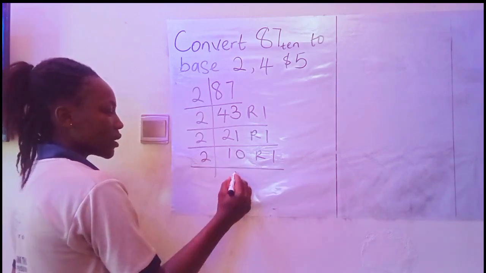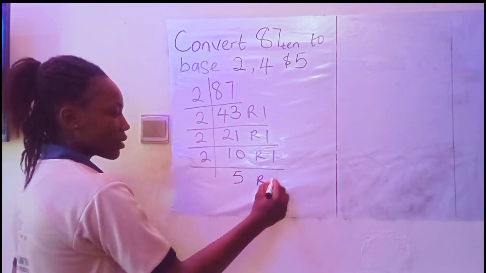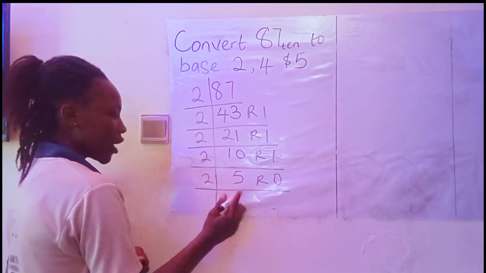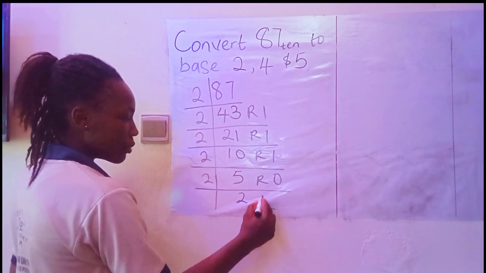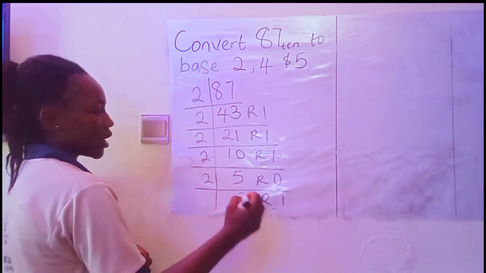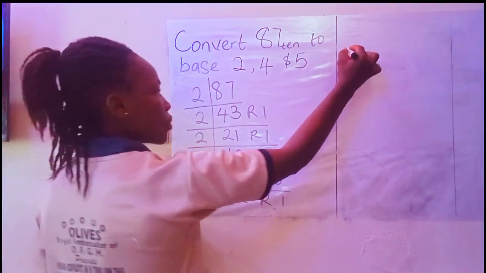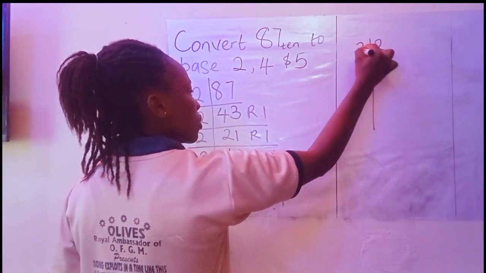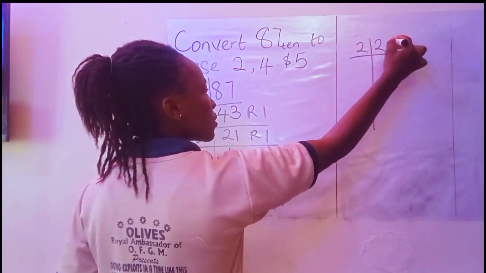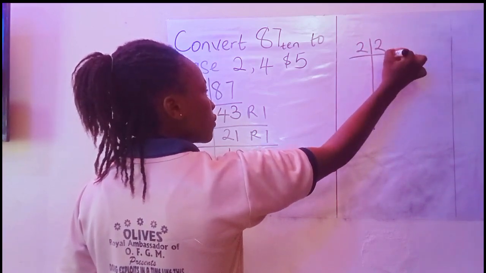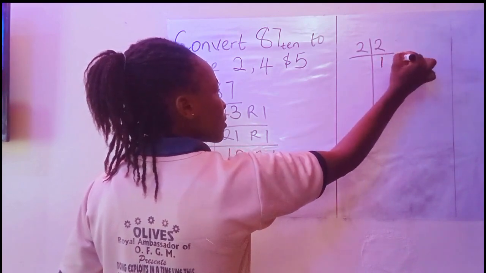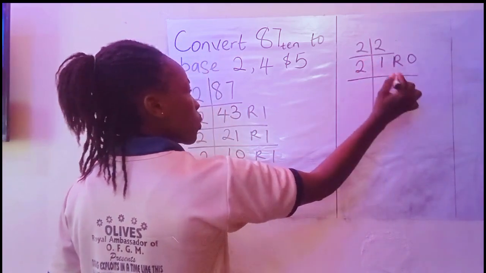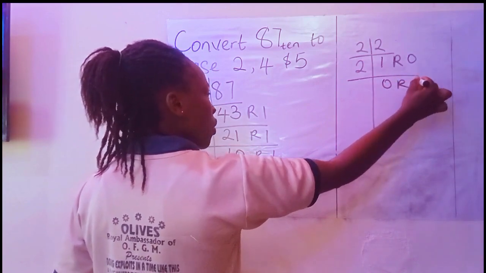2 in 10 is 5, remainder 0. 2 in 5 is 2, remainder 1. Alright? So continue again. We have 2. 2 in 2 will give us 1, remainder 0. 2 in 1 will give us 0, remainder 1.